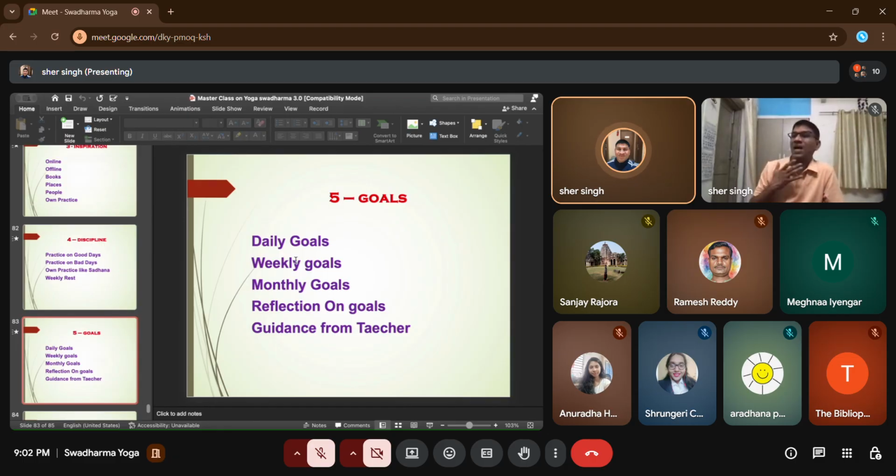As a practitioner for the last 8 to 10 years, I request you never ever set any goal. The goal is only that whenever I practice, I will work on my breath and my gaze. I will not rush. This should be my ultimate aim, my ultimate goal.